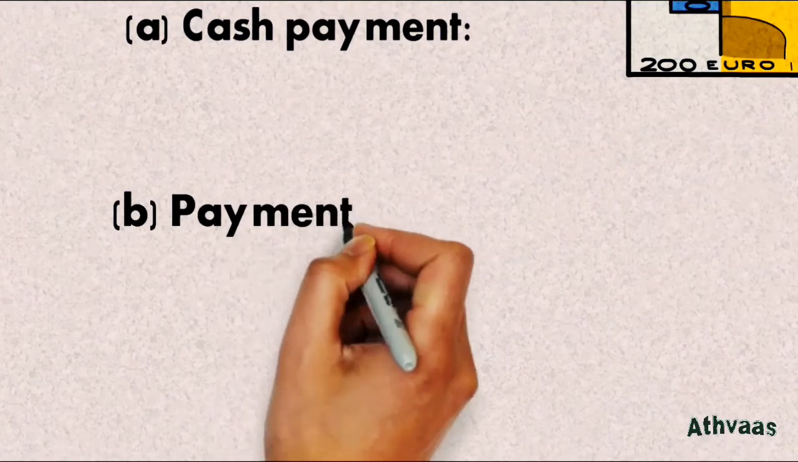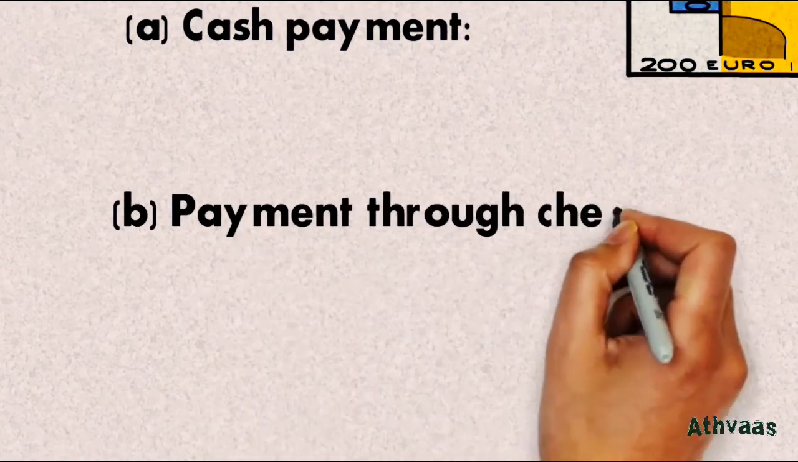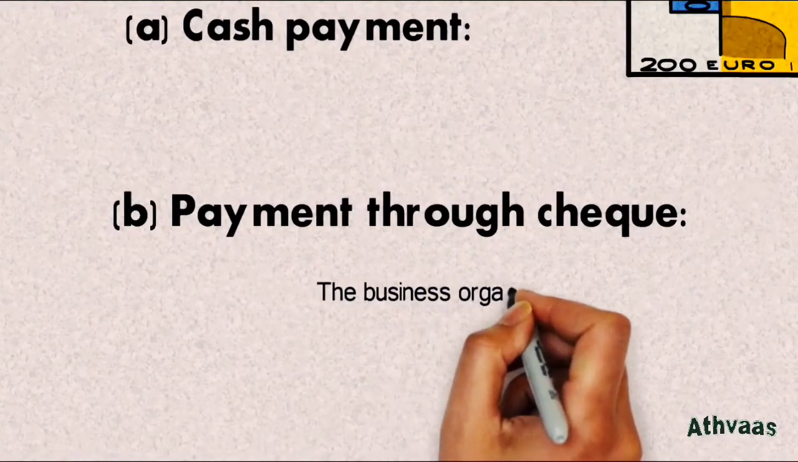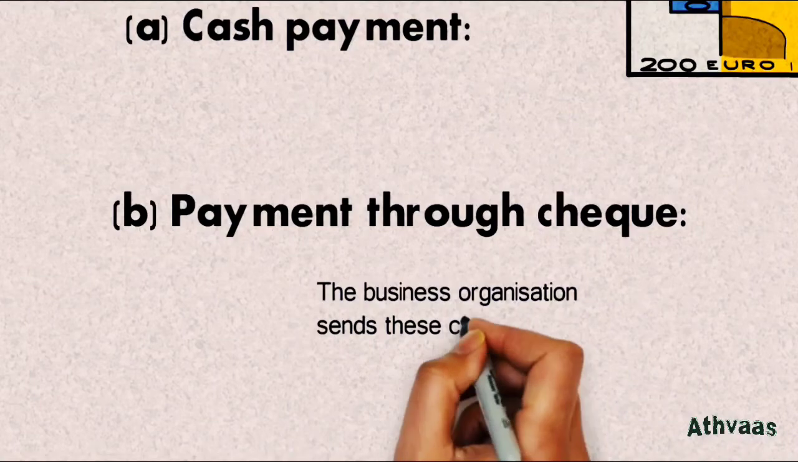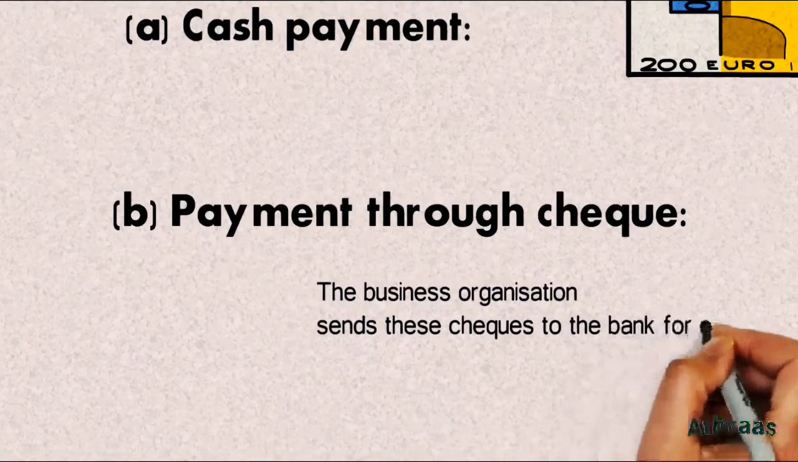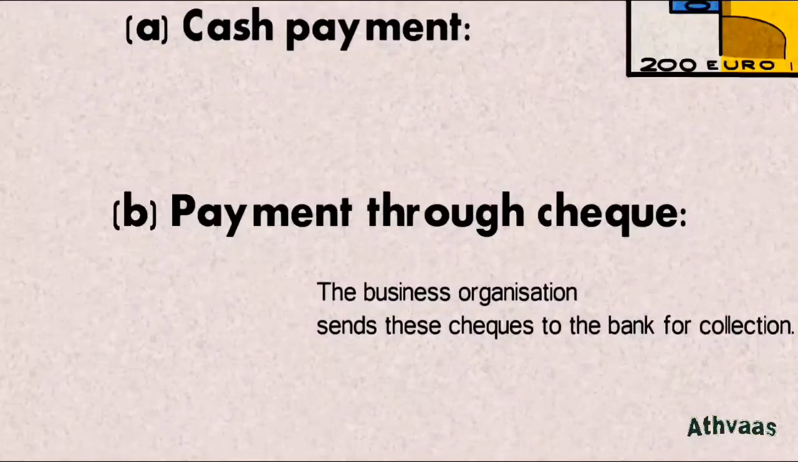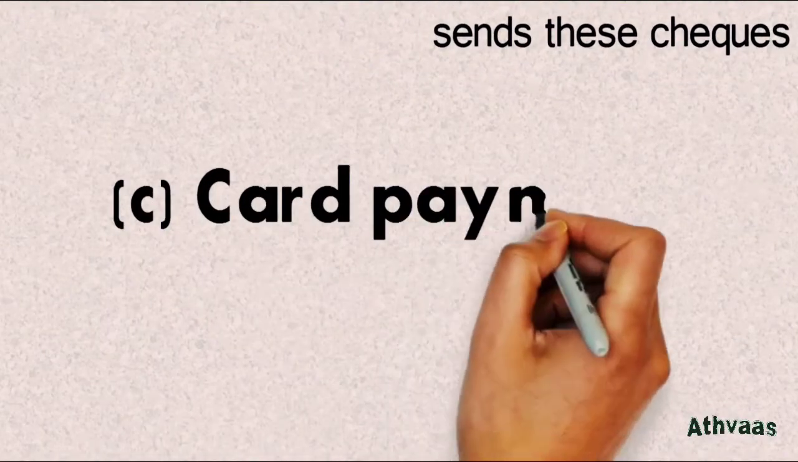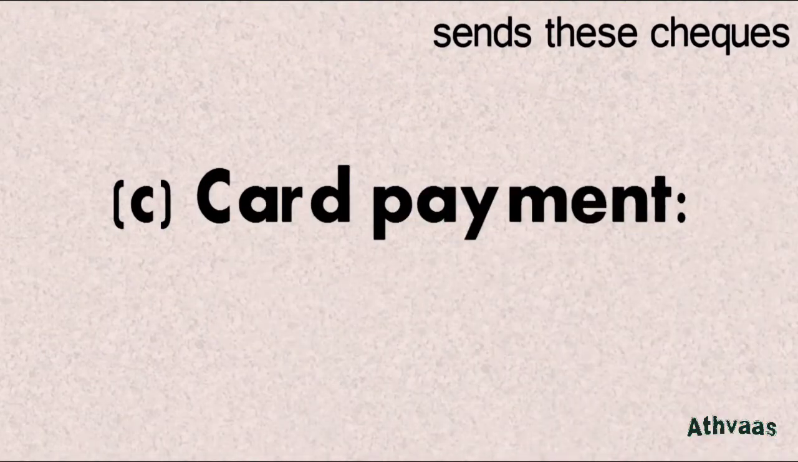The second method is payment through check. Every business has a bank account, and the business organizations send these checks to the bank for collection of cash and they are directly transferred to their official accounts. The next payment method is card payments.